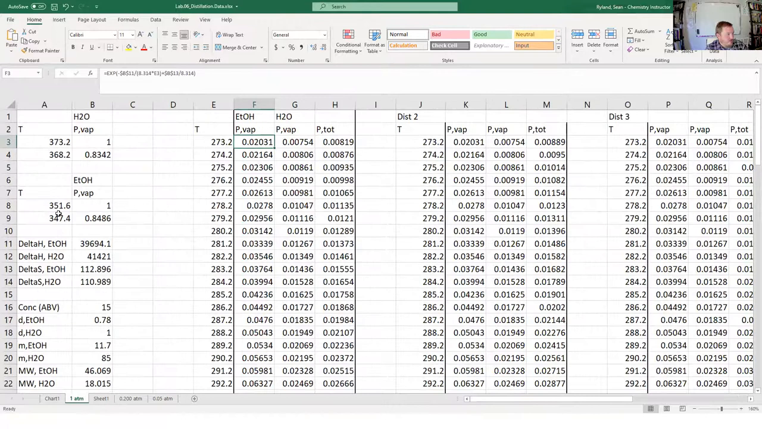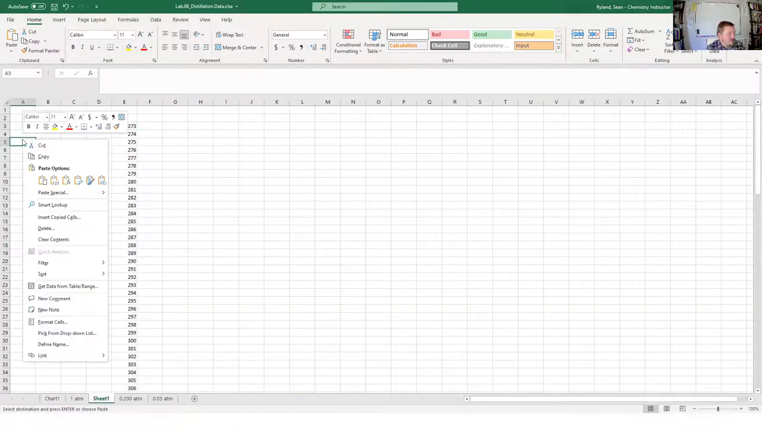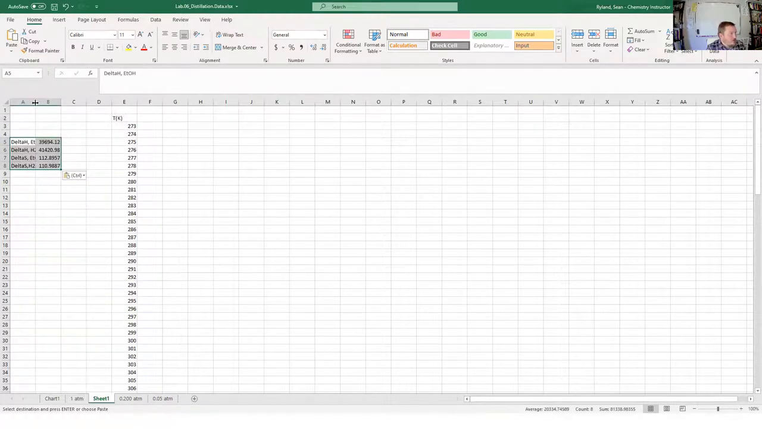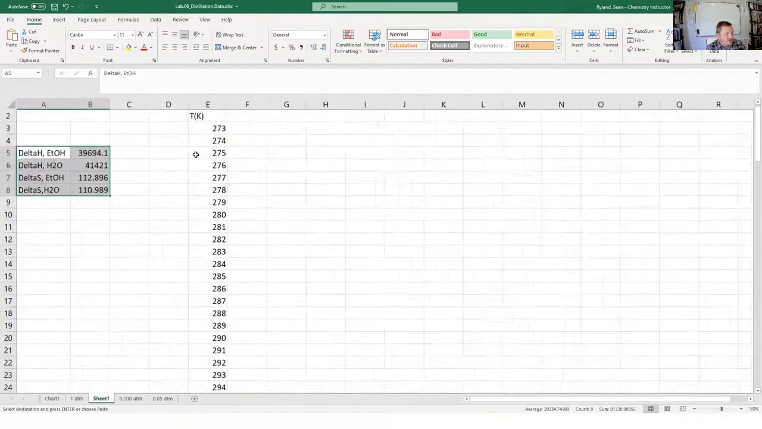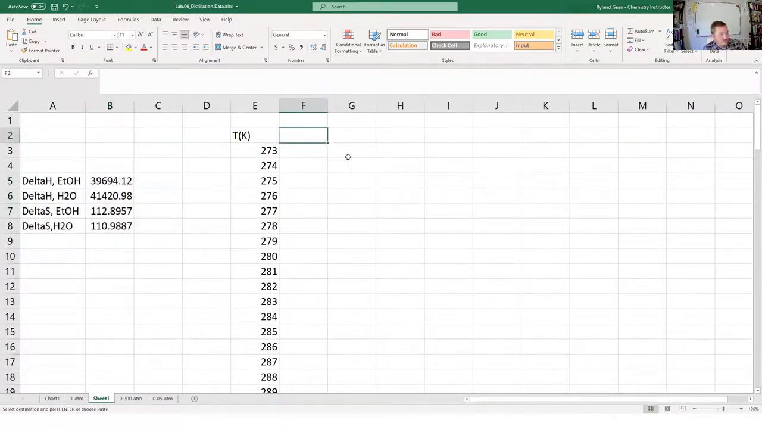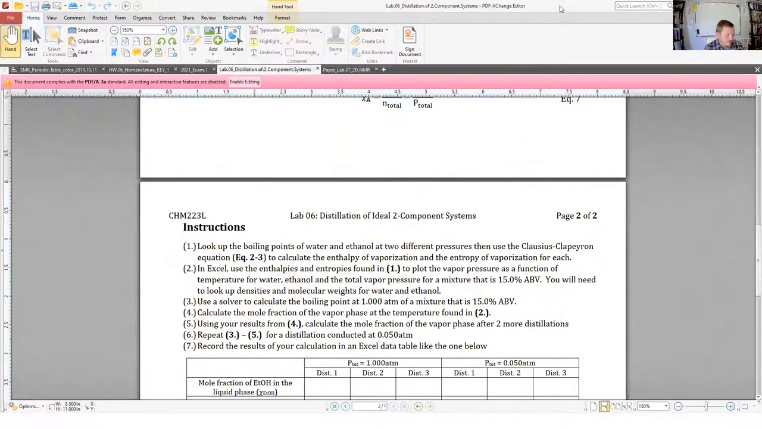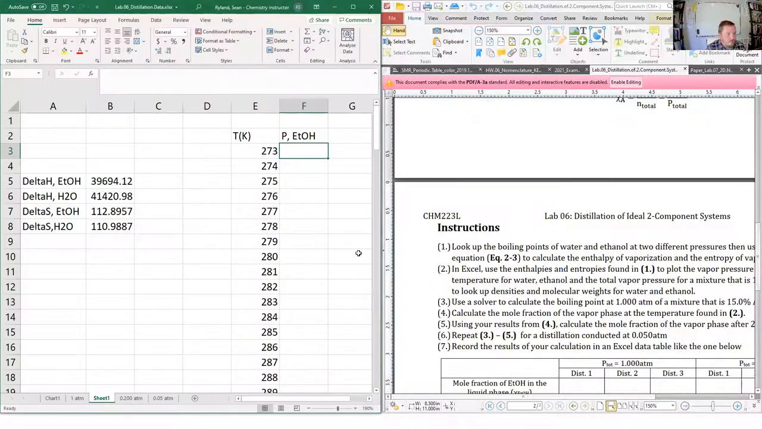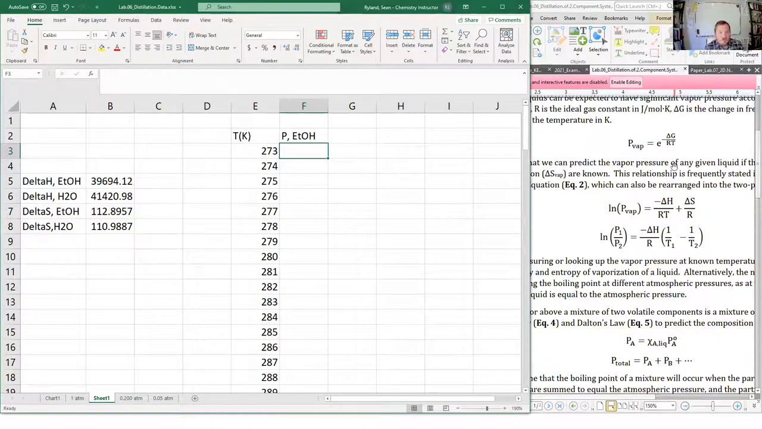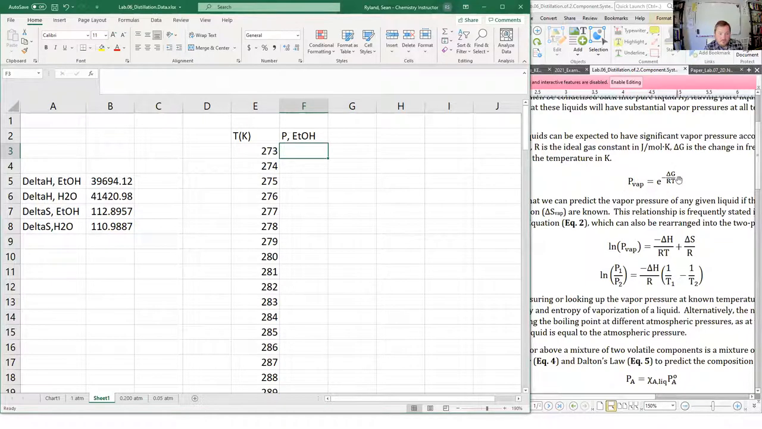So if we know, I'm just going to copy and paste some of my constants here so I can walk you through it. So you would actually have to calculate these yourself. But once you've gotten your delta H and your delta S for the various components, if you want to know the vapor pressure of ethanol at this particular temperature, we're going to use that. Let me go back to having split screen here. We're using this equation right here.